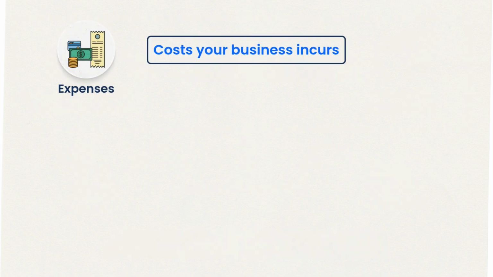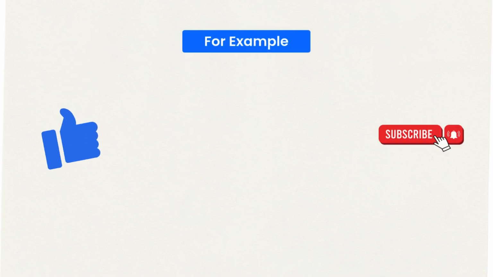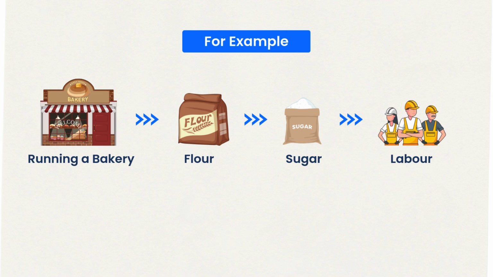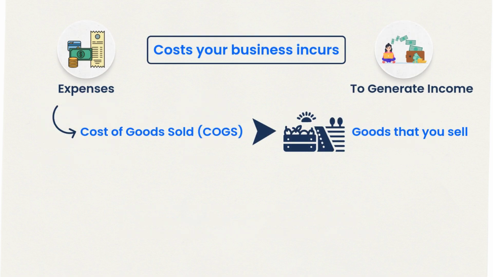Next, we have expenses, which represent the costs your business incurs to generate income. These expenses can be divided into different categories. One of the first is cost of goods sold, also known as COGS, which is the direct cost of producing or purchasing the products your business sells. For instance, if you were running a bakery, the cost of flour, sugar, and labor used to bake the pastries would be part of your COGS. These are considered direct costs because they are directly related to producing the goods that you sell.